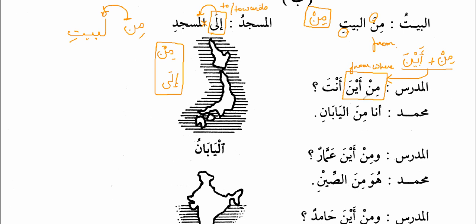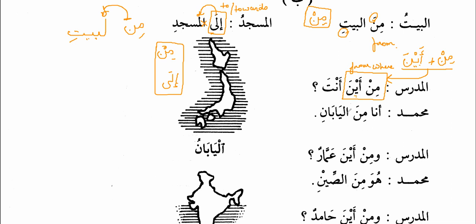Min aina, from where. And one may ask, if min harf jar has come before aina, does it make any change on aina? No, both are mabni. Even min harf jar is mabni, aina the questioning tool is also mabni. They will not change. Aina will not change its haraka to kasra. They have just come together, and harf jar plus questioning tool become one questioning tool. Min aina anta, from where are you?